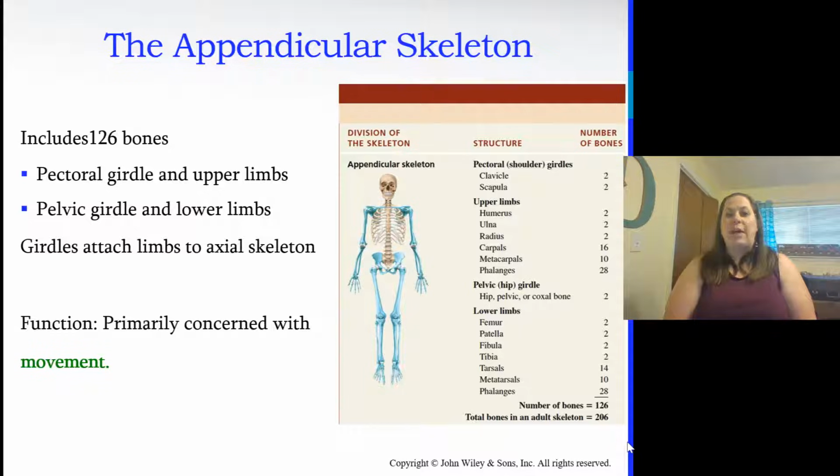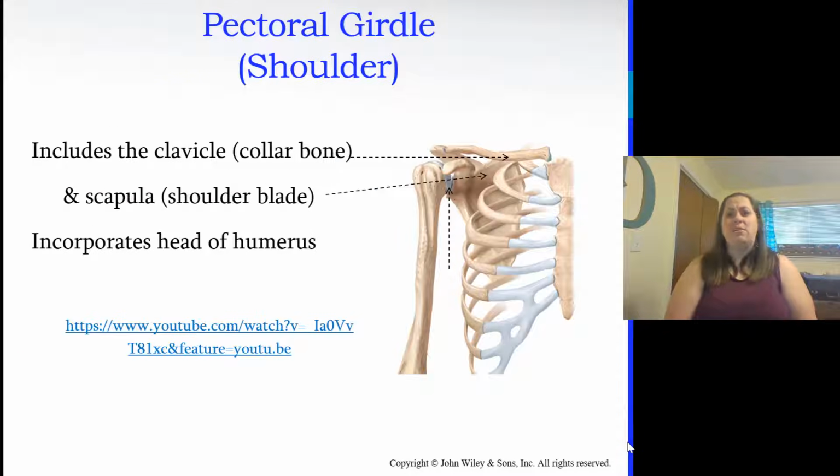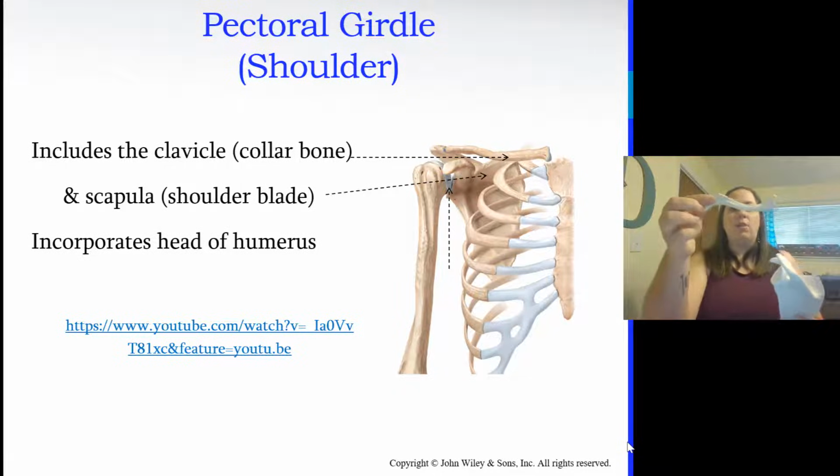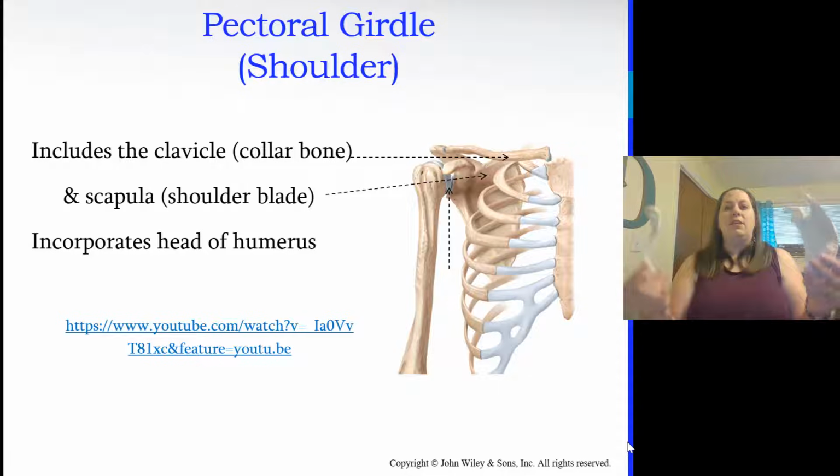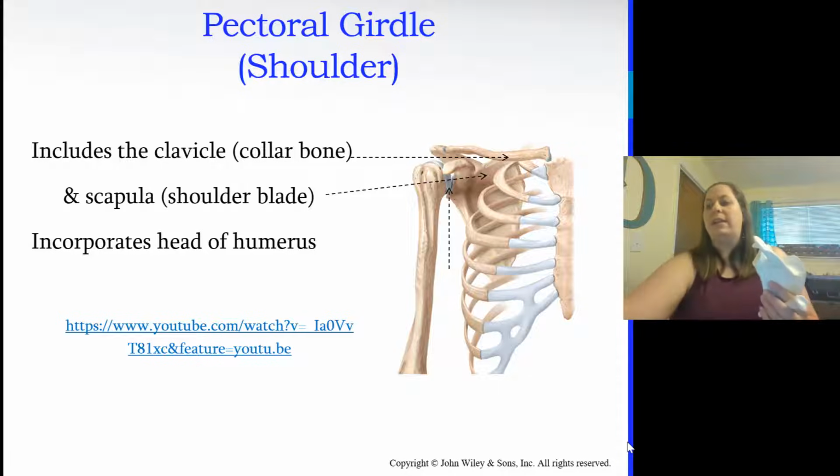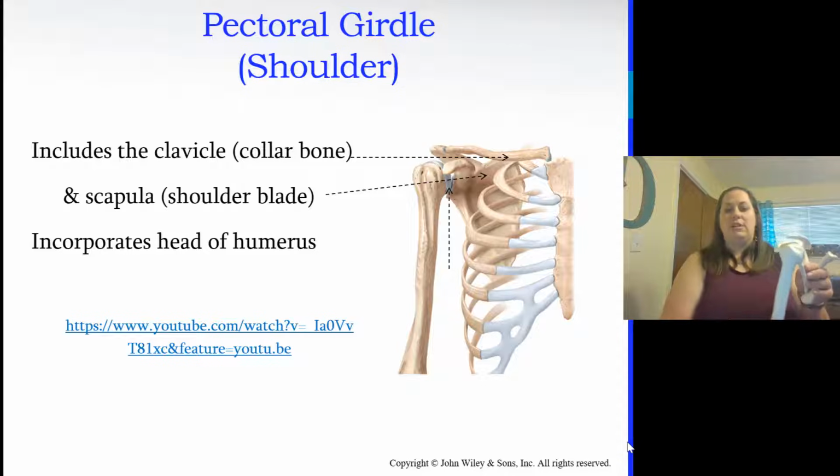Now the function of the appendicular skeleton is primarily concerned with giving you movement abilities. So let's look at the pectoral girdle first, or what we call the shoulder. This includes the clavicle, known as your collarbone, and your scapula, known as your shoulder blade. It's going to allow you to incorporate the head of the humerus. All right, so if we take a look, these are the two bones we're looking at. We have the clavicle and we have the scapula. These two interacting together are going to allow the head of the humerus to attach in here for attachment.